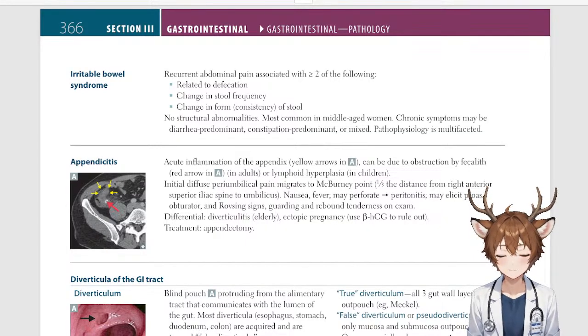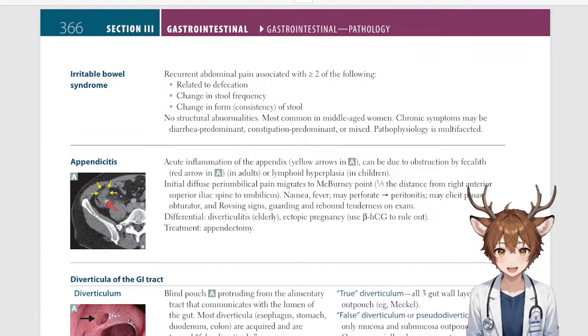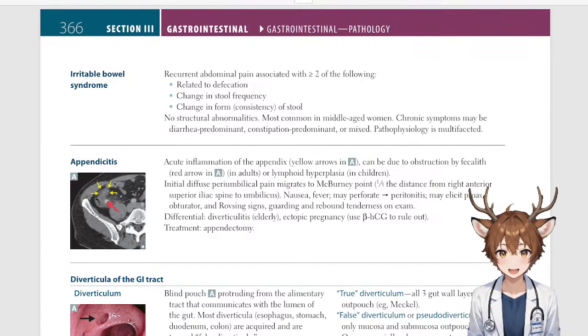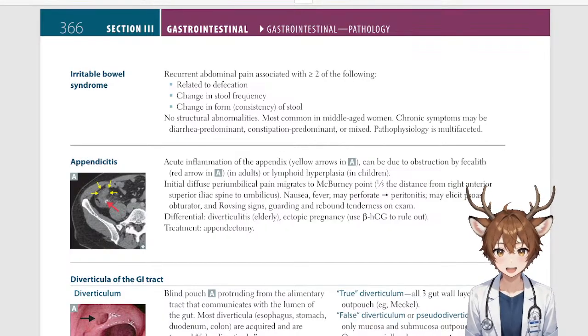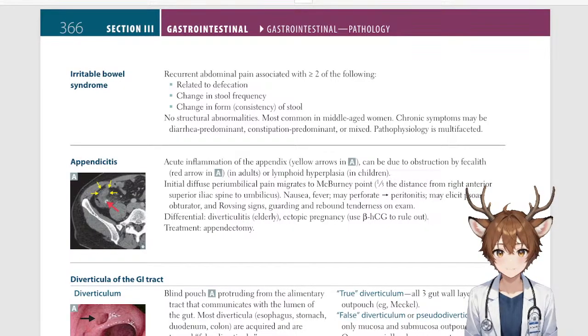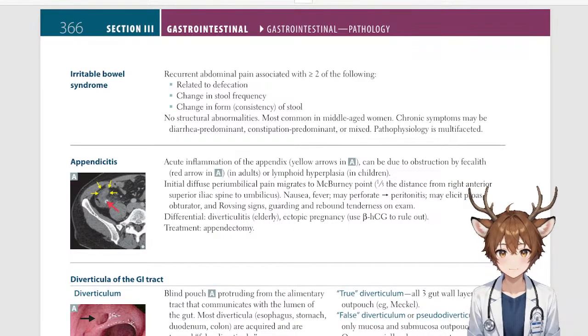So think about where the ASIS, the right anterior superior iliac spine is, and then think about where the umbilicus is. 1/3 from the ASIS to the umbilicus on the right side, that's called McBurney's point. It's kind of where you would think about for looking out for appendicitis. You might want to press around that area. You have pain localized at the McBurney point.